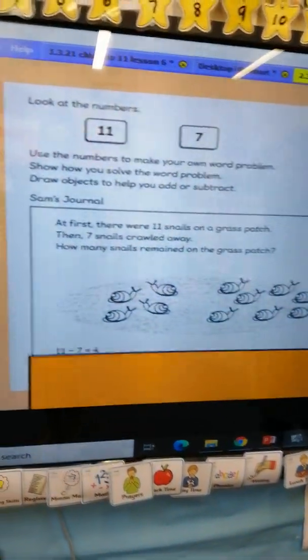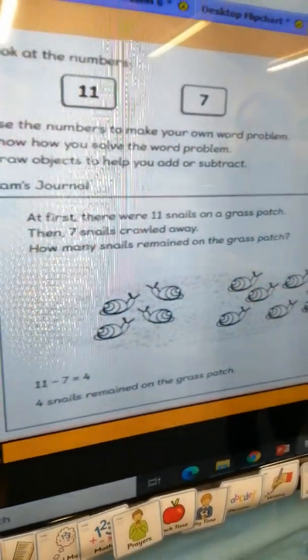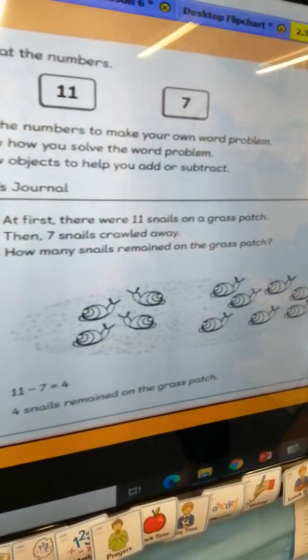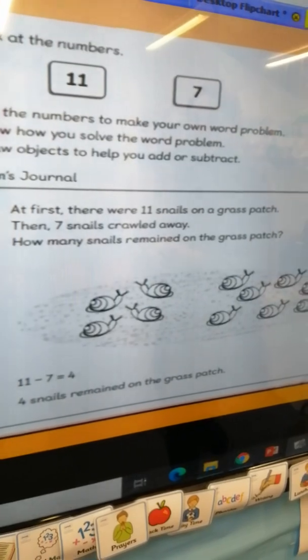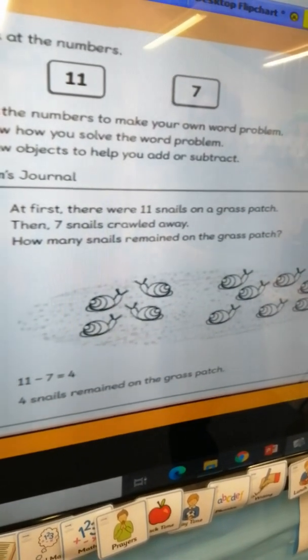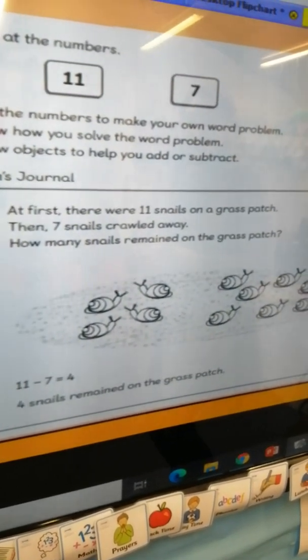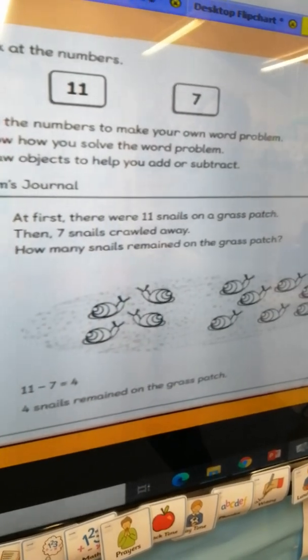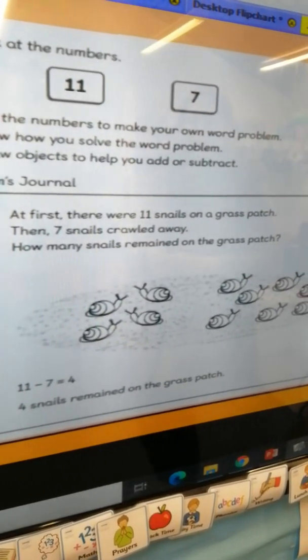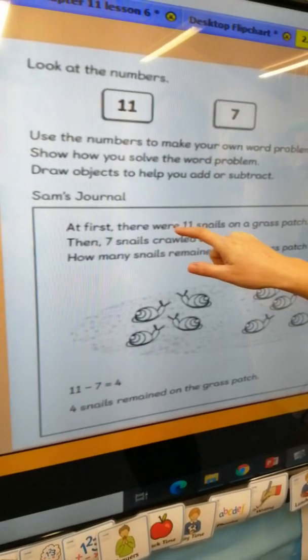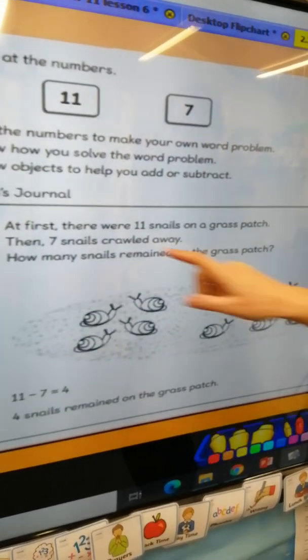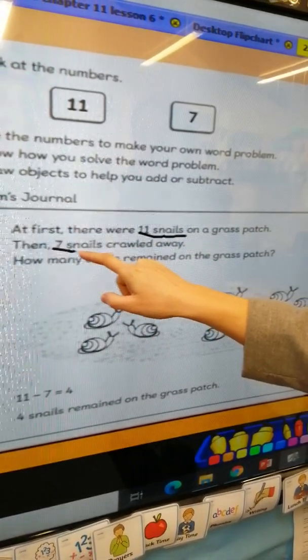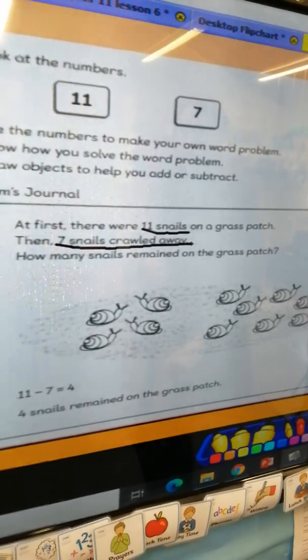Right, here is my example of a number story. Ooh, I wonder if it's a takeaway or an adding. Let's have a look. At first, there were 11 snails on a grass patch. Then 7 snails crawled away. I've got 11 snails. 11 snails. 7 crawled away.